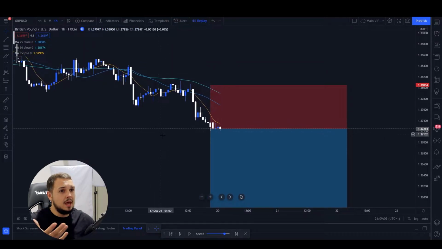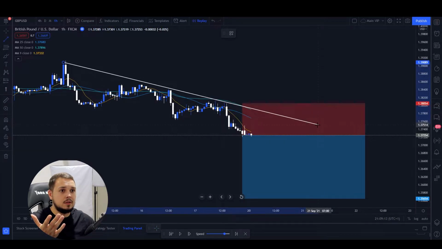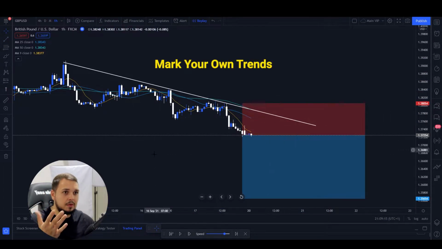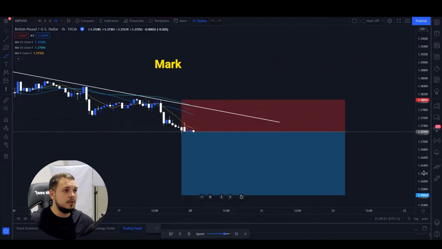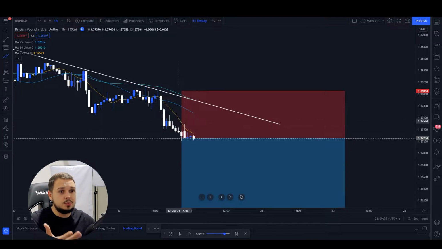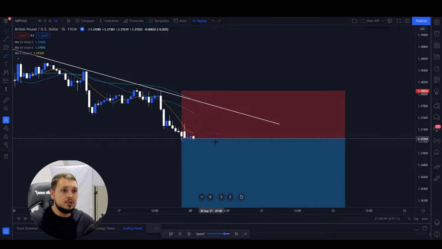So let's just mark everything we need. So we have this downtrend, right? We see this nice downtrend. We see the moving averages 25 and 50 are also trending towards the downside. We also see the 9 moving average, which is also trending towards the downside, and the candlesticks are below the moving averages, which shows strong bearish pressure and momentum towards the downside.